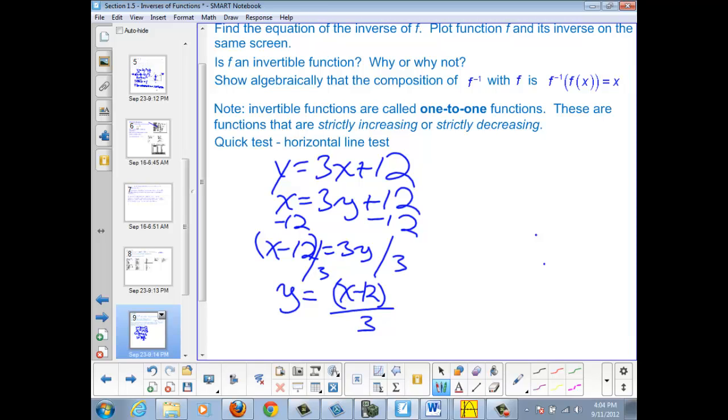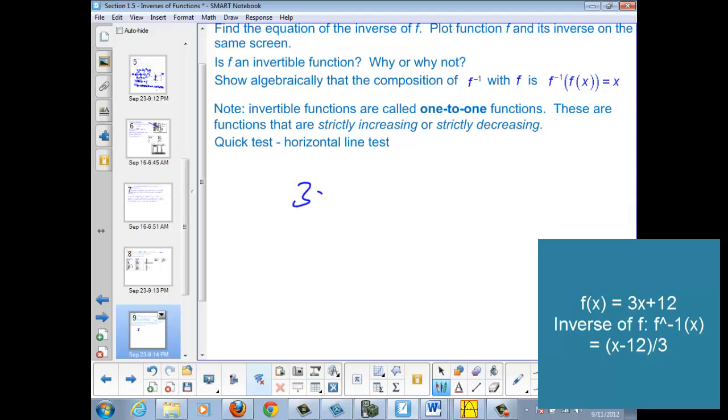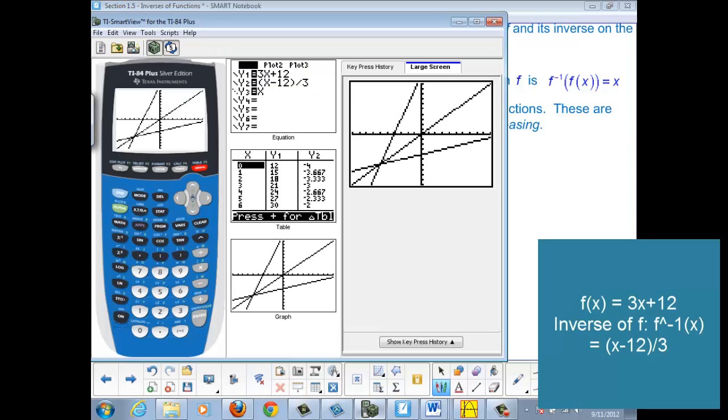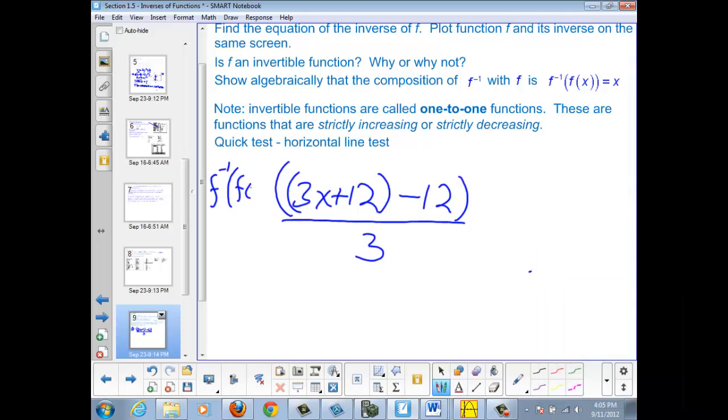The next thing we're being asked is to show algebraically that the composition of the inverse of f with f is equal to x. Let's give that a shot. First, let's clear our screen here. Now, first thing we do is we take f of x, 3x plus 12, and we insert that information for x in our inverse relationship, which we can see is (x minus 12) divided by 3. So x now becomes 3x plus 12, and it was x minus 12, and all of that divided by 3. This will give me a composite of the inverse of f and f of x.